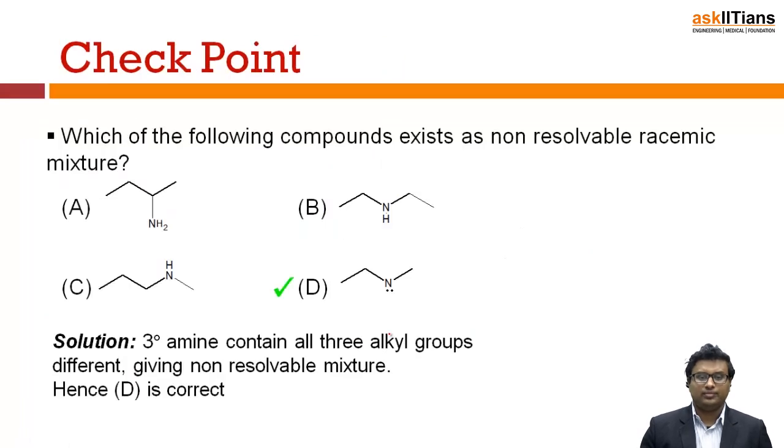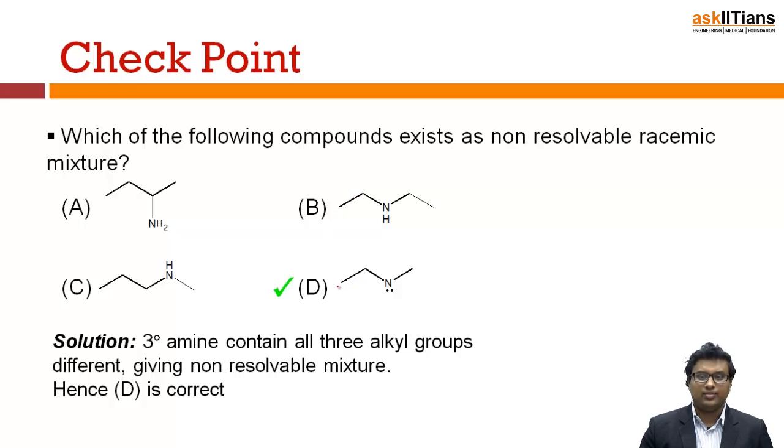So the first checkpoint. Which of the following compounds exist as your non-resolvable racemic mixture? So this is a question which actually depends on the logic which you have to understand, right? As I already told you in one of the previous parts about the chirality of your amines, this is a question related to the same concept, right?